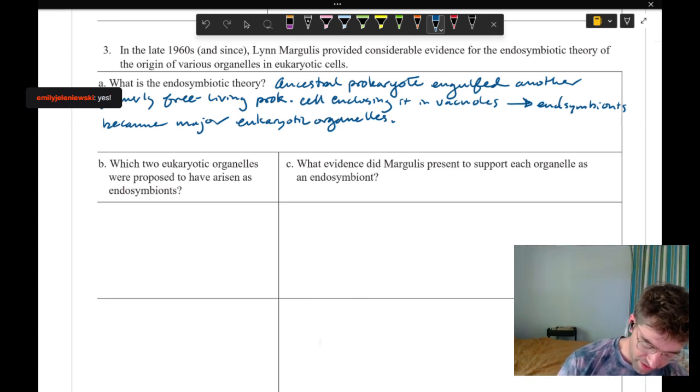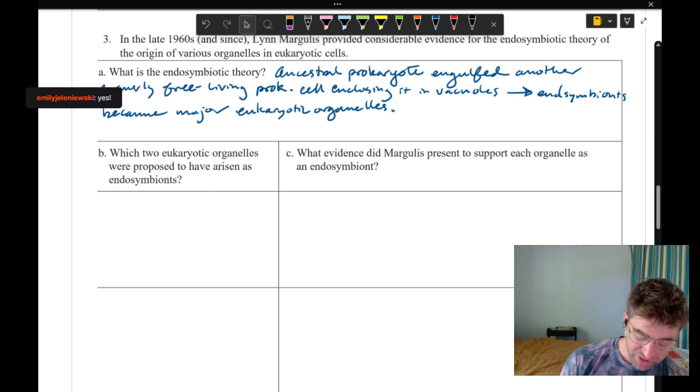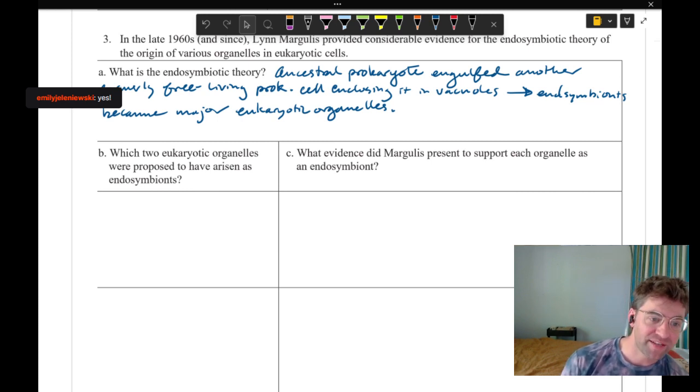Which two eukaryotic organelles were proposed to have arisen as endosymbionts, and what evidence did Margulis present to support each organelle as an endosymbiont? You know this.